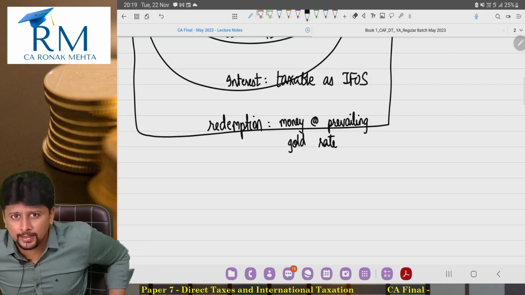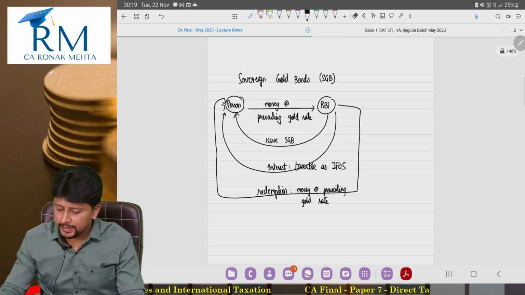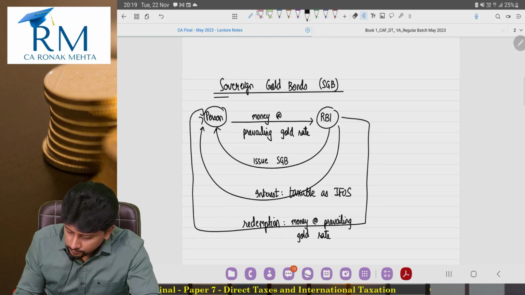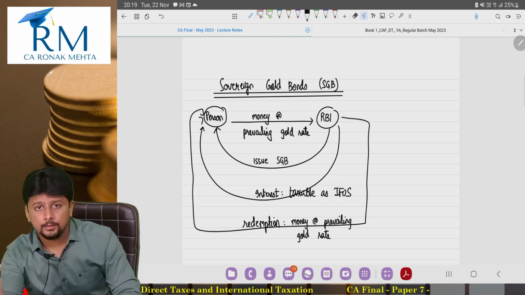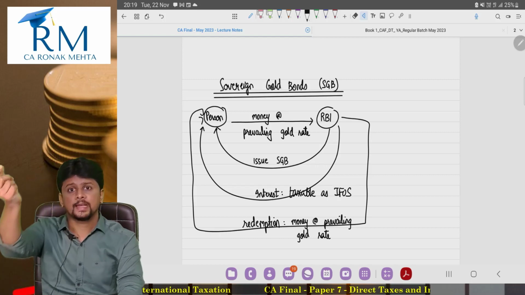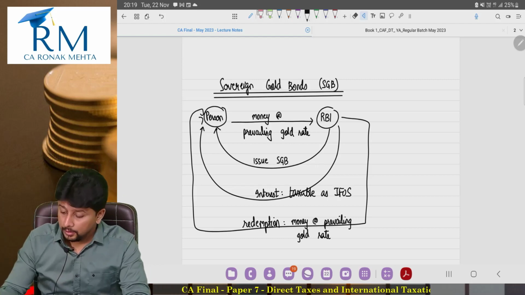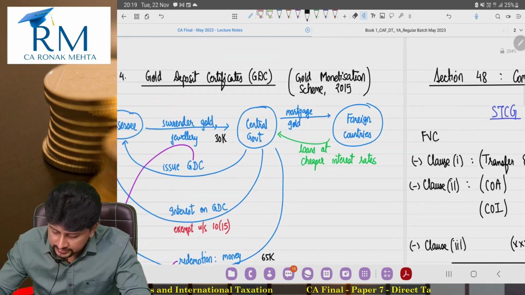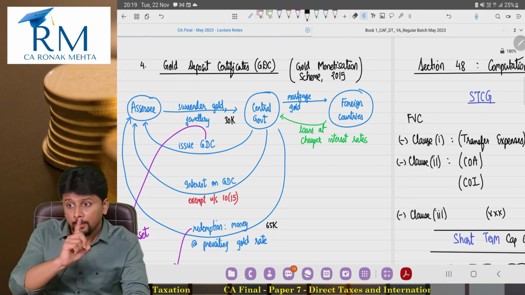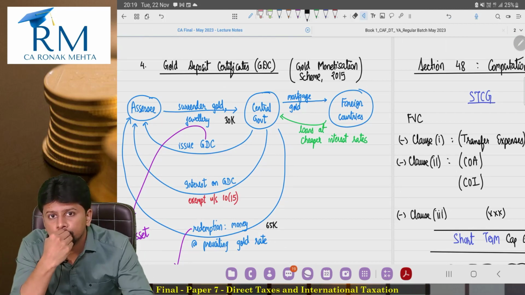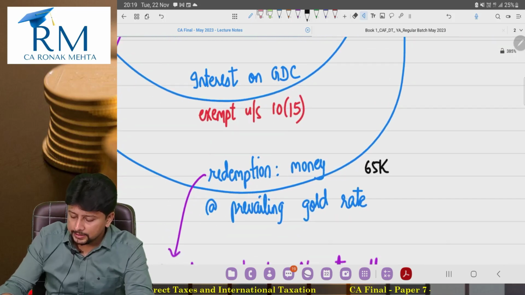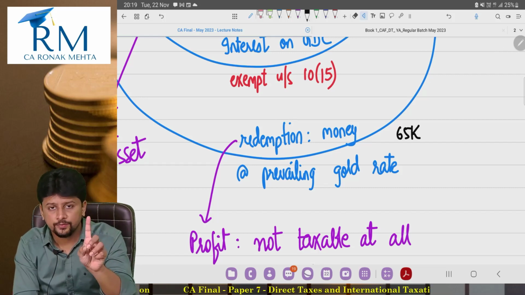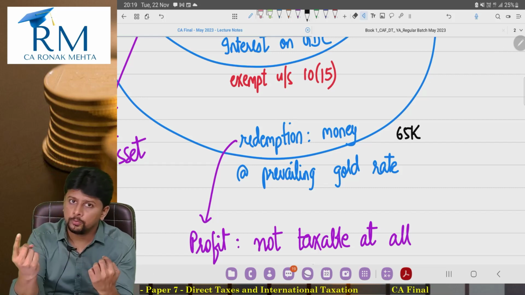We've seen something like this today, nahin? See this. Look at the diagram carefully. In sovereign gold bonds, you are paying money at the prevailing gold rate, and on redemption you are getting money at the prevailing gold rate. Where we earlier saw this was gold deposit certificate, a similar diagram, but there you were surrendering gold, and on redemption you were getting money at the prevailing gold rate. So the event of redemption, it is common. Gold deposit certificate, you get money at prevailing gold rate. Sovereign gold bonds, you get money at prevailing gold rate.